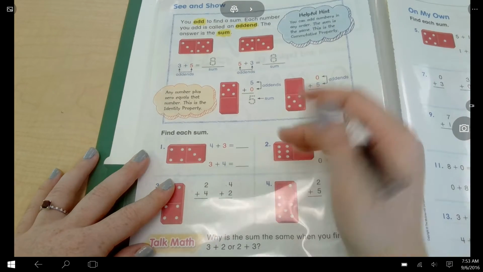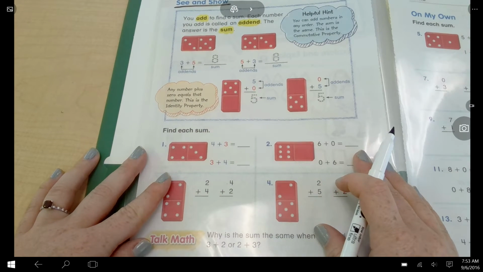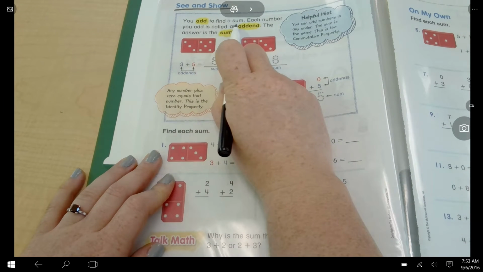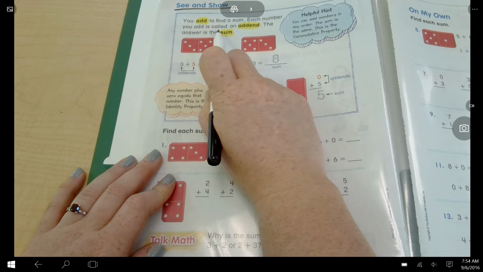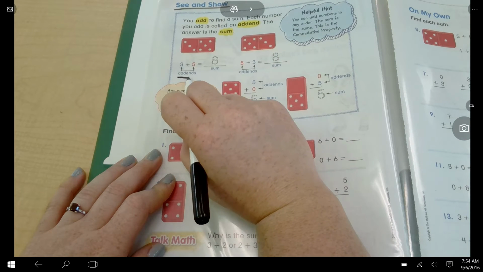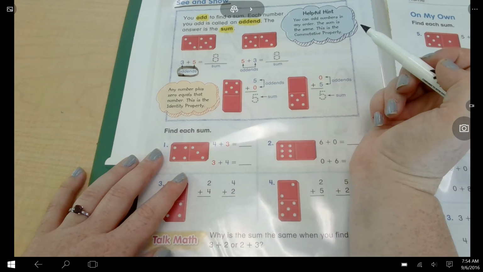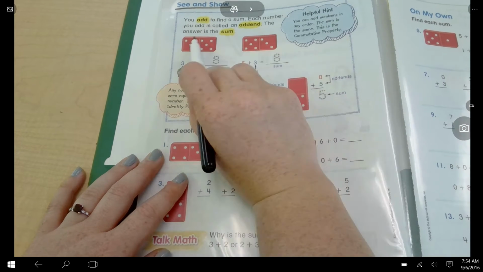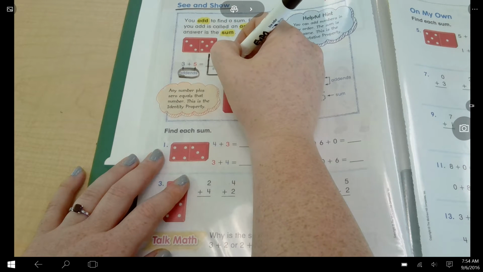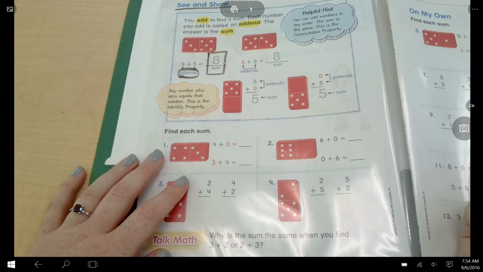This is your See and Show page. You can see the title right here, See and Show. It says, you add to find a sum. Each number you add is called an add-in. These are add-ins. Circle the word add-ins on your paper like I just did mine. The answer is the sum. Draw a box around the number that's the sum and the word sum, like I just did.